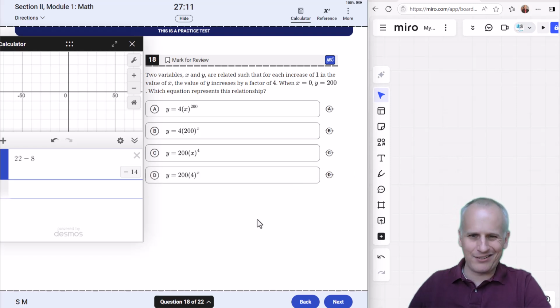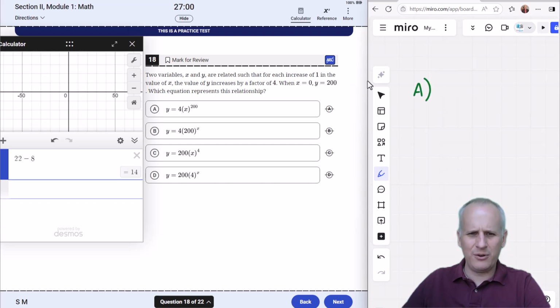I can just kind of model this, and the model that we can start with is what they've given us. It says x is equal to 0, y is supposed to be equal to 200. So for choice A here, we know that if x is equal to 0, then I've got 4 times 0 to the 200th. And I know that that's supposed to be equal to 200. And I go, 0 to the 200 is 0. Anything times 0 is not 200, it's 0.